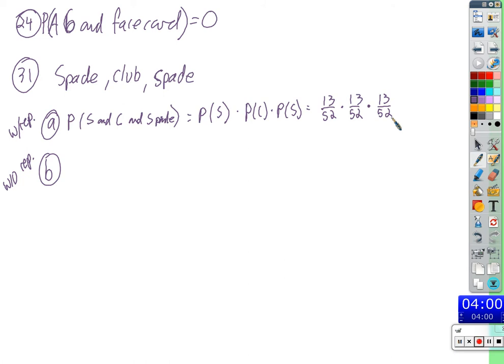So these are all independent. It'd be the same as if we had three separate decks, and we just picked a card out of each of the decks. It's all independent. One thing doesn't affect the other. That's 1/4 times 1/4 times 1/4, which is 1 out of 64.